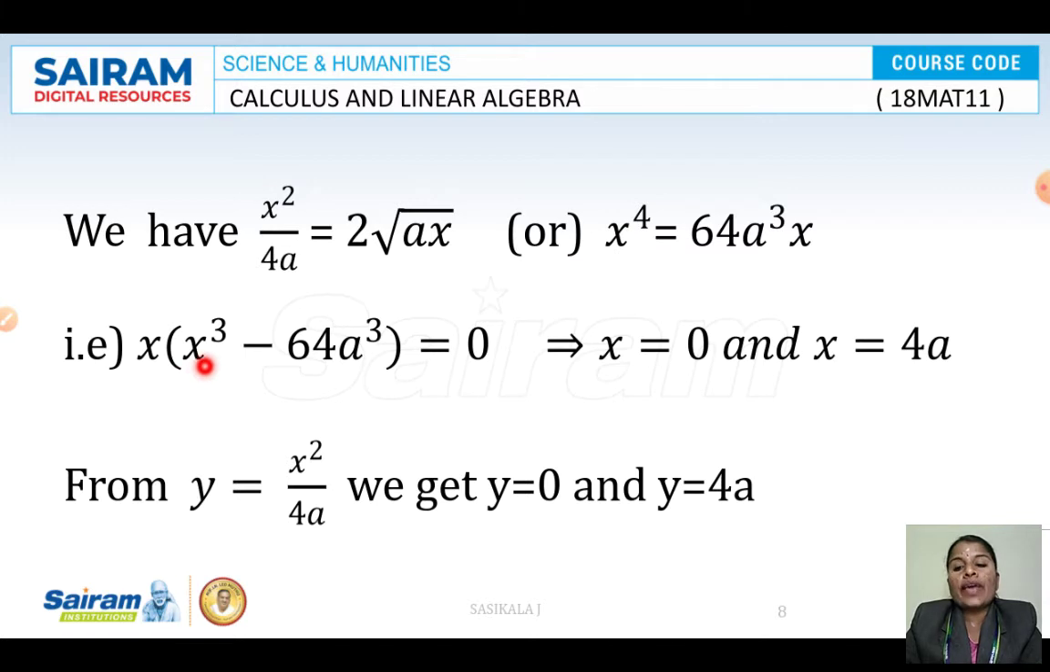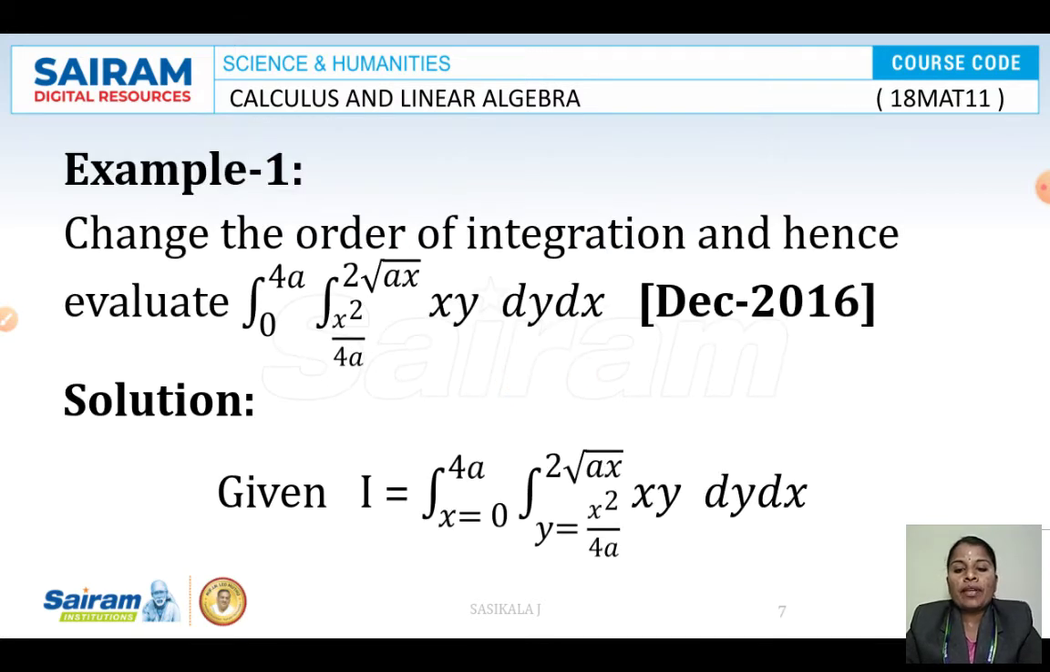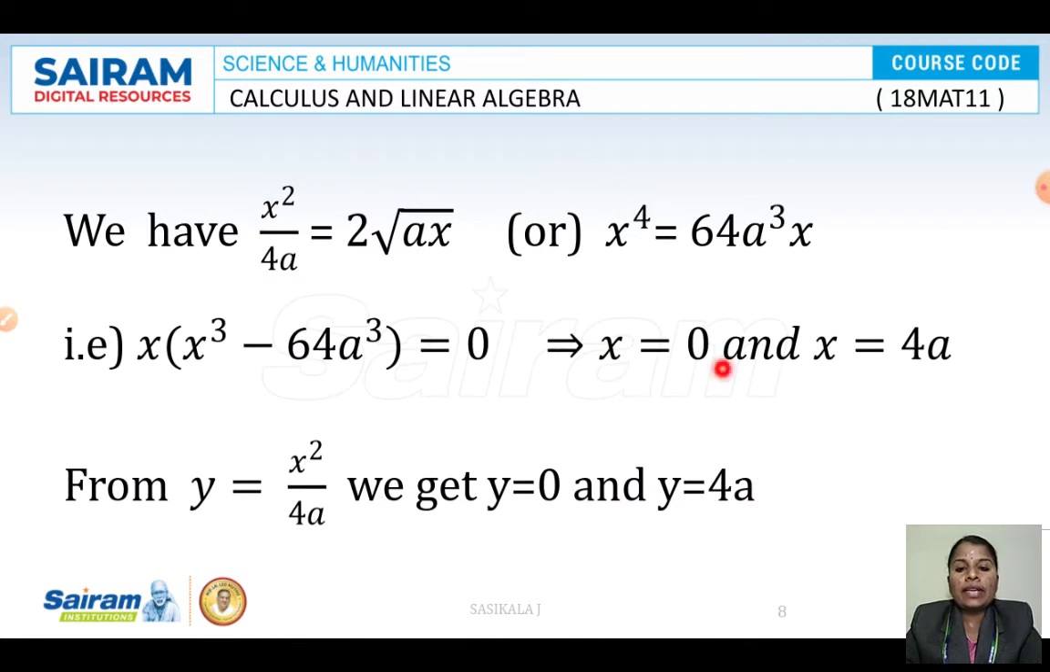So x of x cube minus 64a cube is equal to 0, which implies x is equal to 0 and then x cube equal to 64a cube, that is x is 4a. Then you can get x varies from 0 to 4a. Here what we have done already, x varies from 0 to 4a from this equation. Same thing will come for your y also. Y will be 0 and y is equal to 4a.